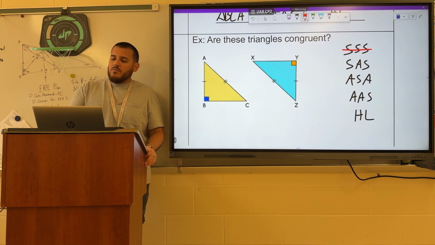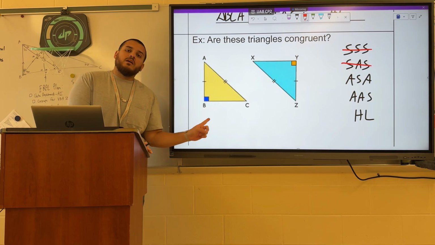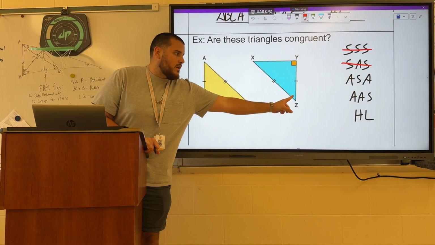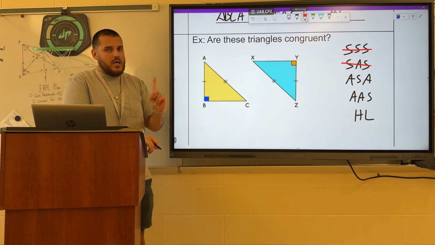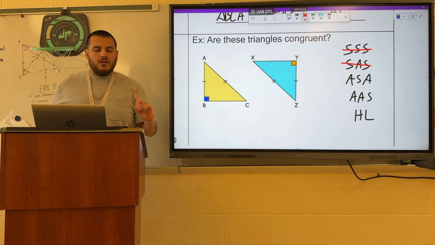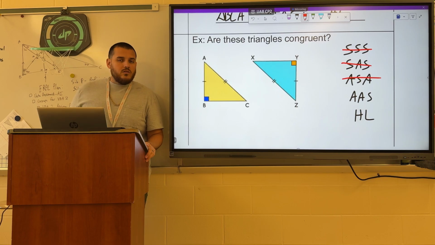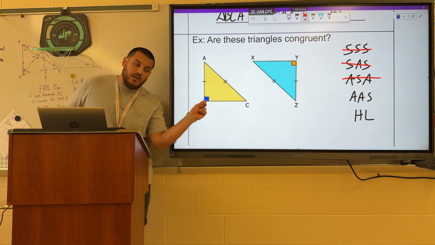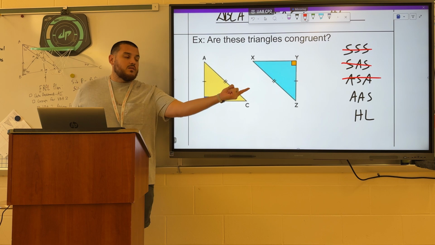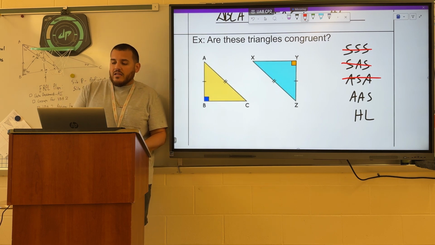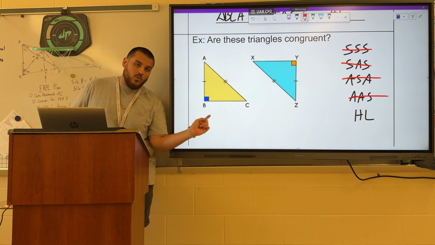We can also eliminate the side angle side theorem because even though we have 2 sides and an angle, the included angles are not congruent. For side angle side, we would have to have angle Z congruent to angle A. So because the positioning is off there, we do not have the side angle side theorem. We don't have angle side angle because we don't have 2 pairs of angles. We only have angle B, only 1 angle marked on each triangle. So angle side angle doesn't work. Angle angle side doesn't work for the same reason, because again, I only have 1 angle.